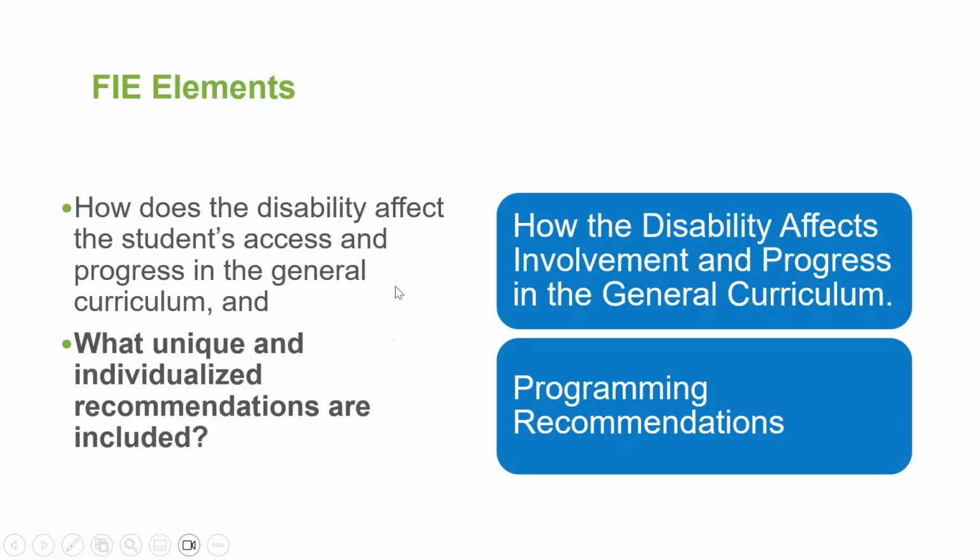And again, in addition to having that data, making those decisions with regards to strengths and weaknesses, we have to look at how the disability affects the student's access and progress in the general curriculum, and then what unique and individualized recommendations are included. And that's where the WIIP comes in handy to help facilitate that process as well.